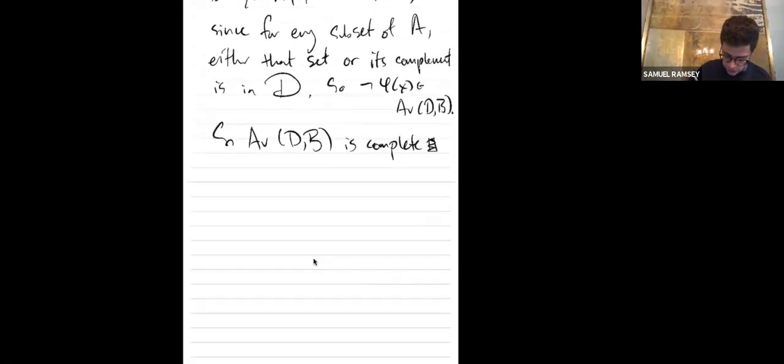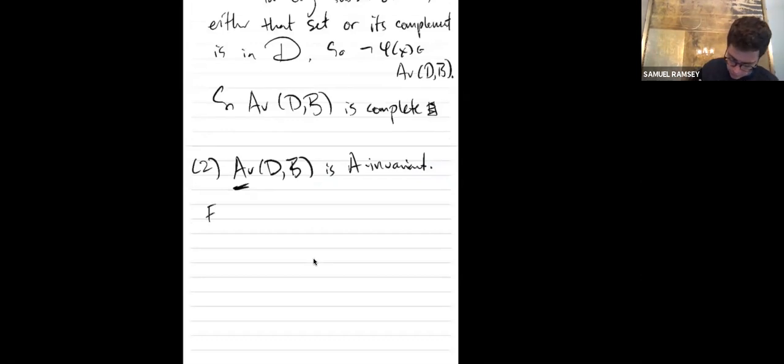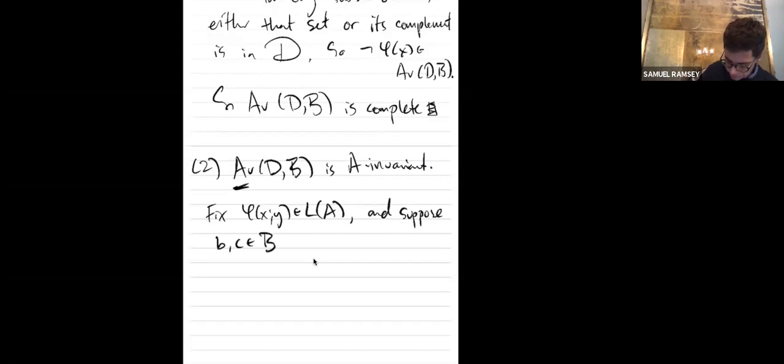So now let's make one additional observation, which is that Av(D,B) is A-invariant. Okay, let's see why. So fix some formula phi(x,y), which is in L(A), and suppose we're given b and c, which are in B, such that b and c have the same type over A.